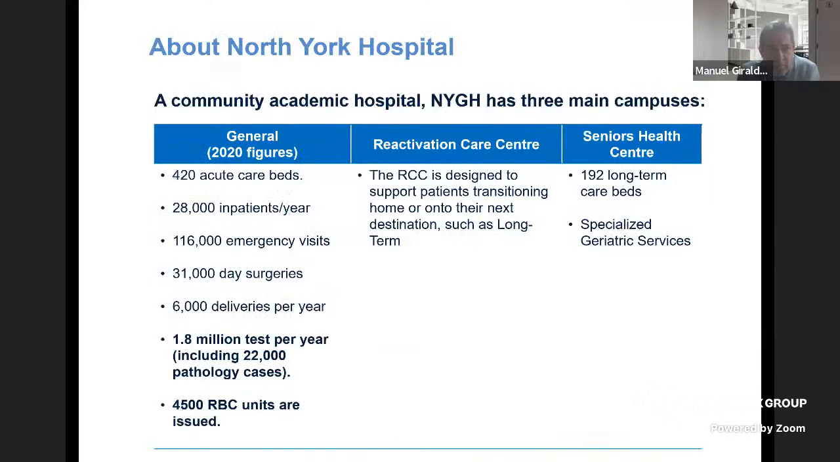It's an acute care hospital with more than 400 beds, 28,000 inpatients, 16,000 emergency visits, 31,000 surgeries, and 6,000 babies delivered annually at North Yorkshire General. And what we do is 1.8 million tests per year, 22,000 pathology cases, and we transfuse almost 5,000 RBC units annually.